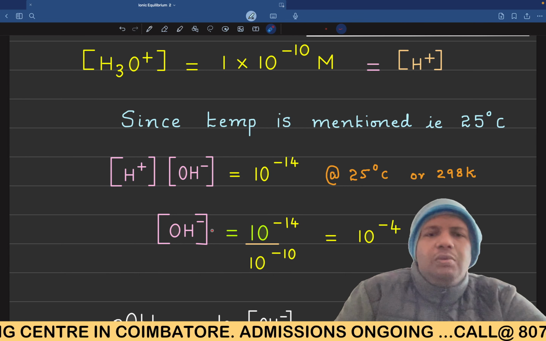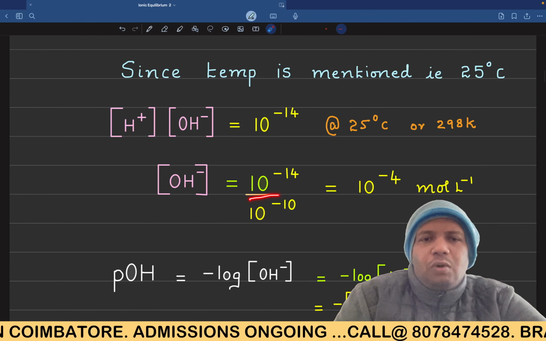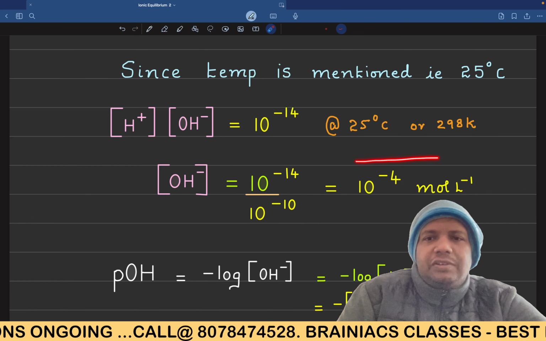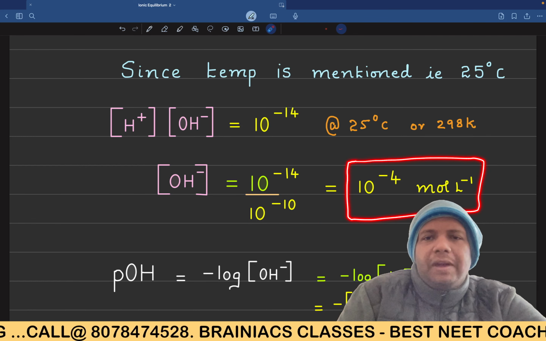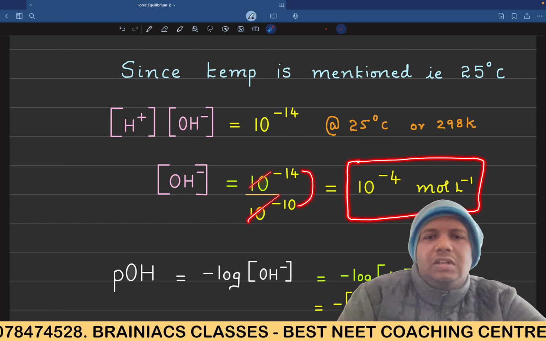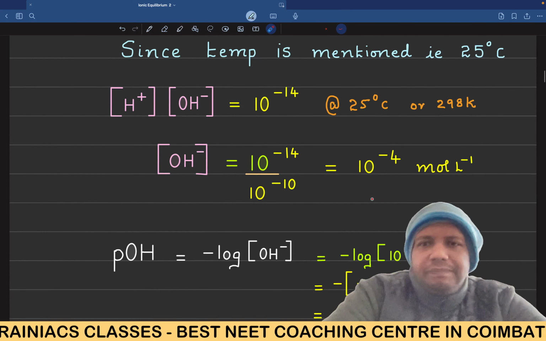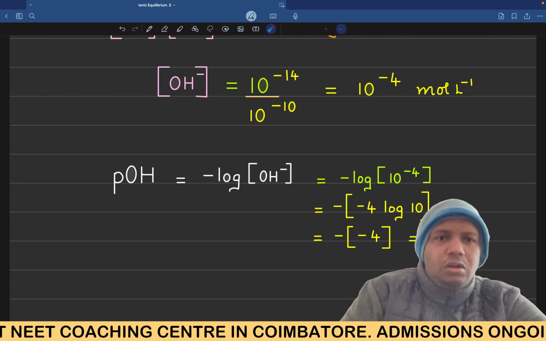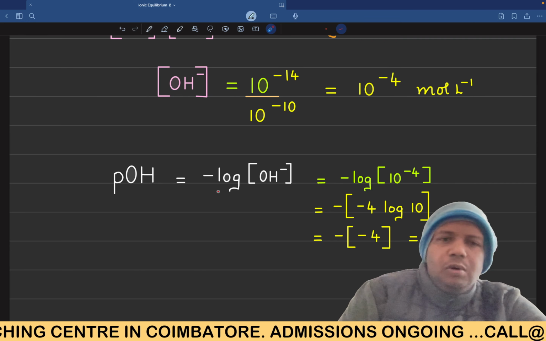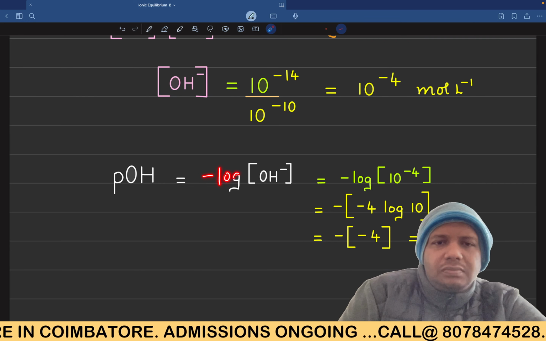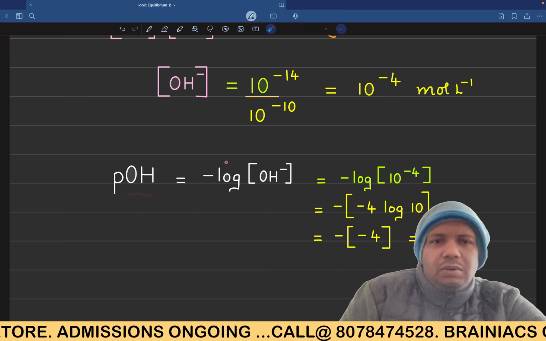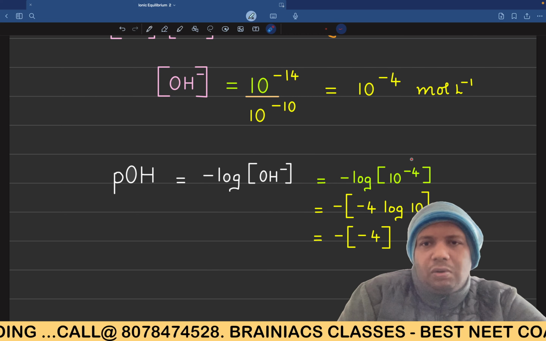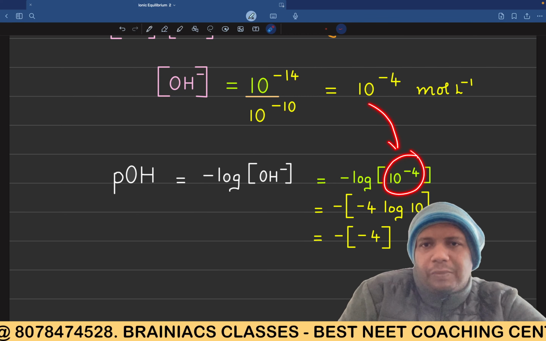Now using this, I have substituted the value for H plus ion, that is 1 into 10 power minus 10. So OH minus ion concentration would be equal to how much? 10 power minus 4. So this gets cancelled and this will come to the top, and this will become 10 power minus 4. Now we know the OH minus ion concentration. If you want to find out pOH, what you need to do? Apply minus log. So I know that pOH is equal to minus log OH minus ion concentration. So that is minus log of this particular value that we have found from here.